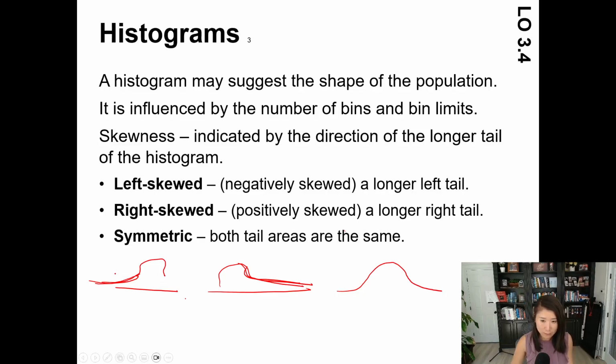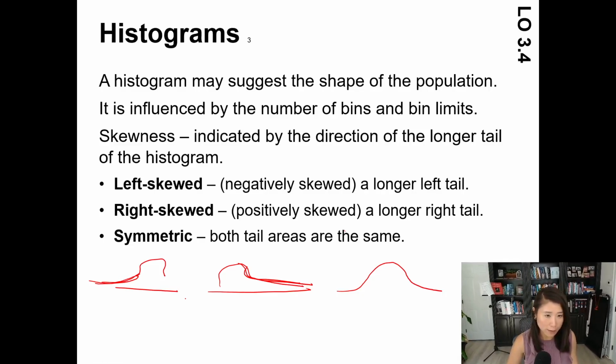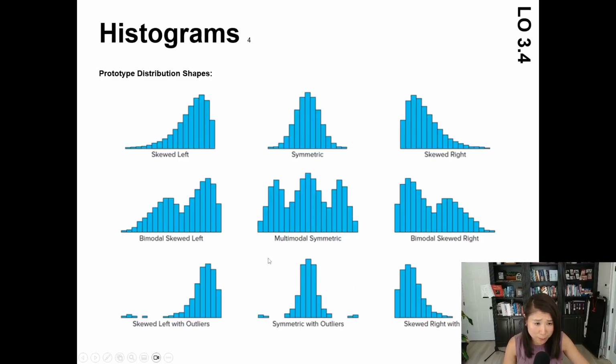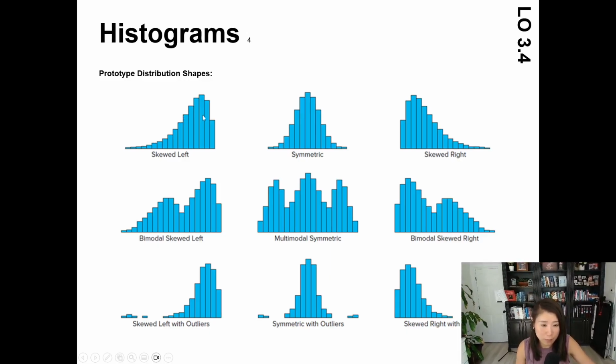Okay, so that's one thing you need to know when you look at a histogram. You need to be able to interpret it. Okay, here are a few more examples. You can see the first row: left skewed, symmetric, right skewed. And also for the first row, you see that we only have one peak. So that is okay. Later we're going to look at the normal distribution.